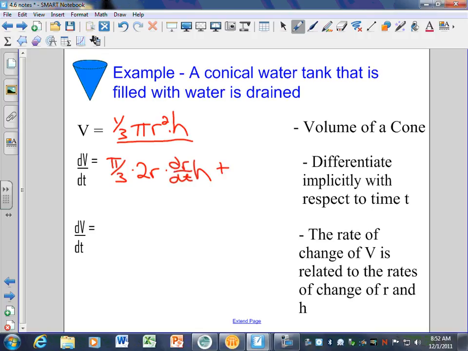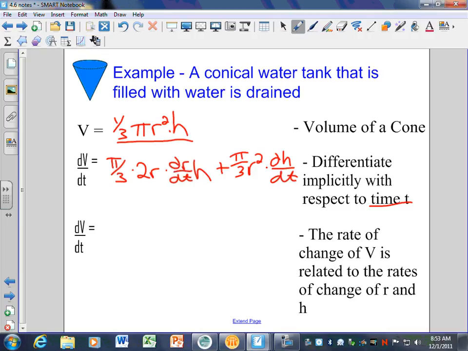Plus, I still have this constant in front, which would be pi thirds. Now I'm going to multiply that by r squared, and the derivative of h is just 1, yes? But with respect to time, I have to multiply by dh over dt. So this is the big thing with related rates. Whenever they talk about the volume changing over time or the radius increasing over time, anytime they talk about that, that means you're doing a related rate problem. And so I really just want us to be able to recognize when we need to do this.